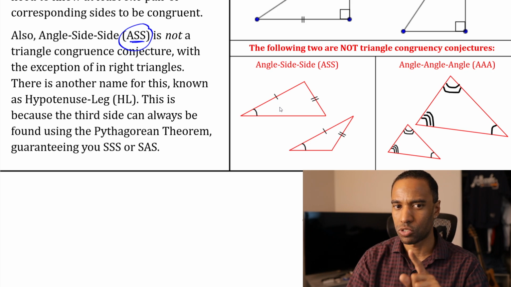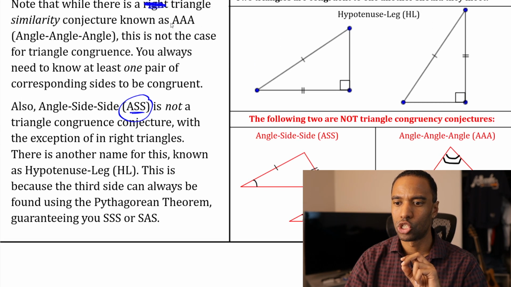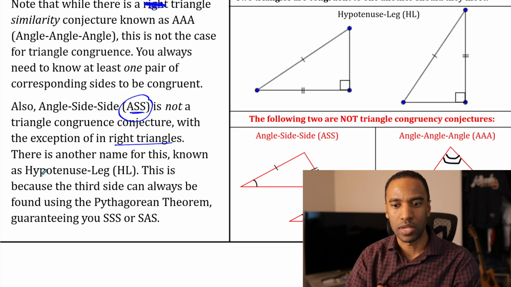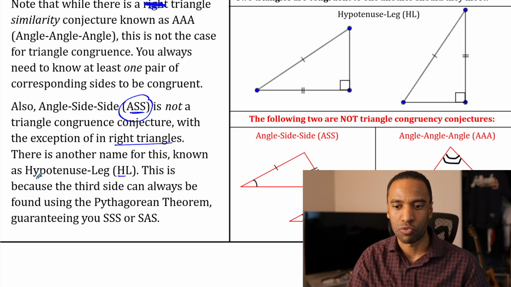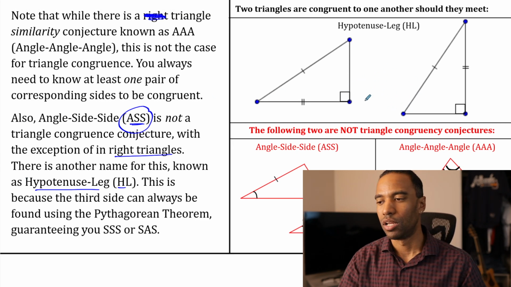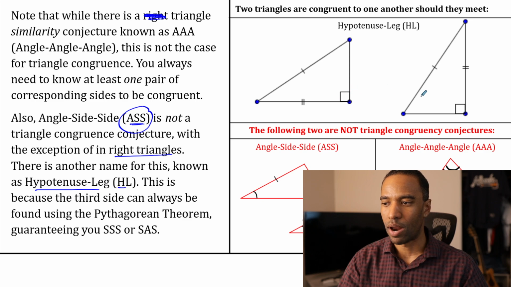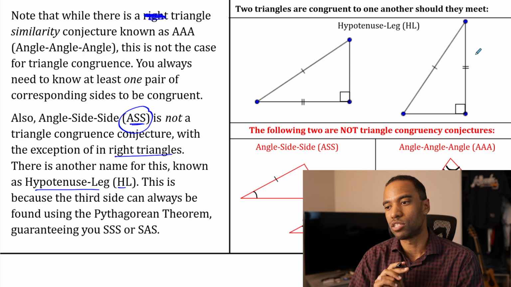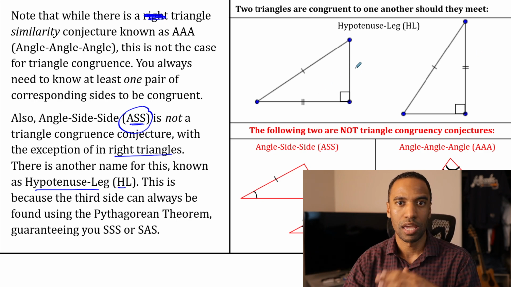There's one exception to angle side that works, and it's in right triangles. In that case, we don't call it angle side. We call it HL, which stands for hypotenuse leg. So here's an example of hypotenuse leg, which says if I have a right triangle and I know that the hypotenuses in the triangle are congruent and one of the pairs of legs in the triangle are congruent, well, then the triangles are congruent. And the reason is because I can use Pythagorean theorem if I ever wanted to.